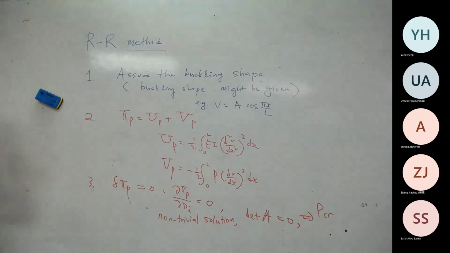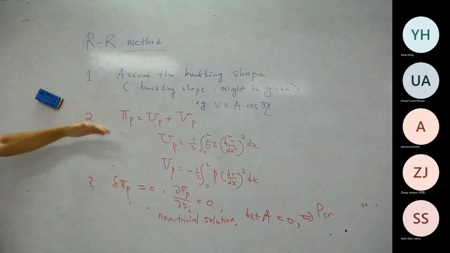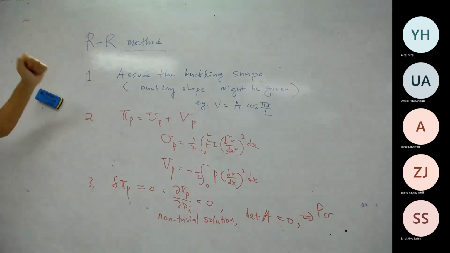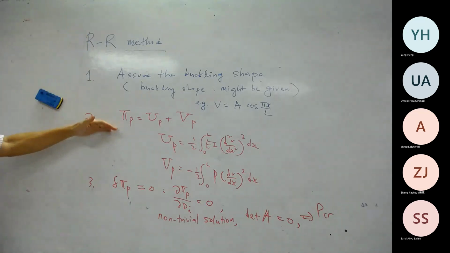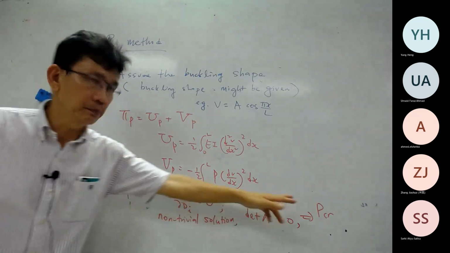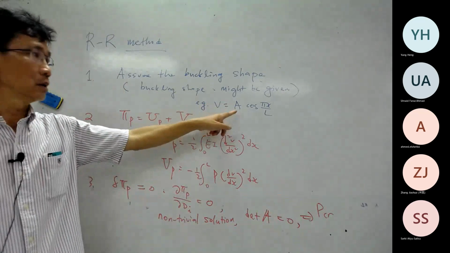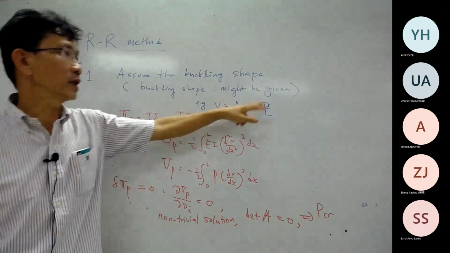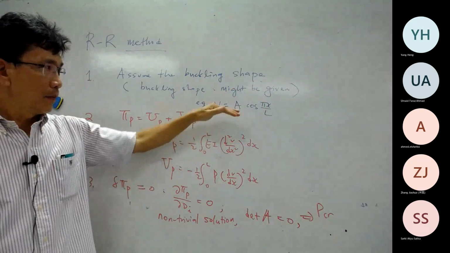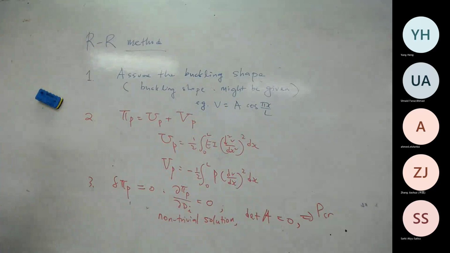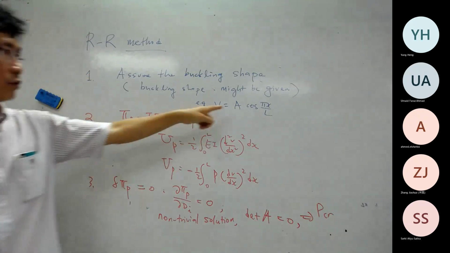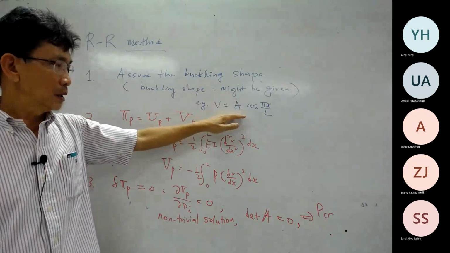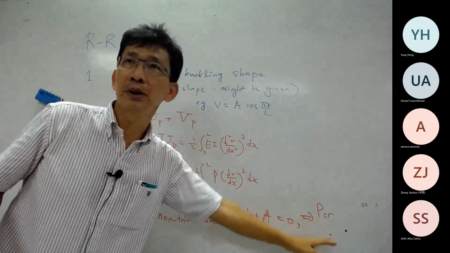So basically, what you have to evaluate is very similar to Rayleigh-Ritz method that we use in EAS661. The purpose here is to find P critical, not to find this. In 661, in structural mechanics, we want to find the solution of the deformed shape. But in 663, we apply Rayleigh-Ritz method not to find this. This remains unknown, indeterminate, but we want to find what is the P critical.